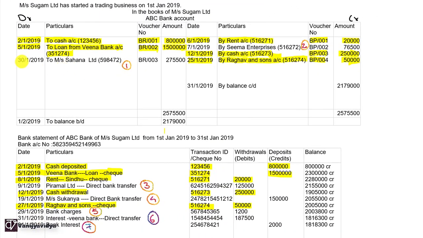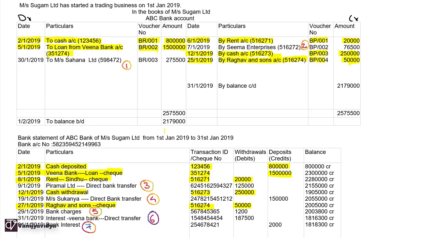1. 30th Jan 2019 to Messrs Sahana Limited 598472 BR003 2,75,500. Now this is a check number 598472. Now this 598472 is received from Messrs Sahana Limited. So this is the check which is received and deposited in the bank, but it is not yet cleared, so it is not appearing in the bank statement.